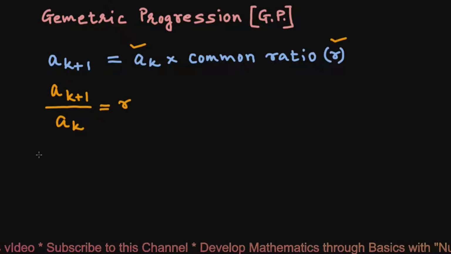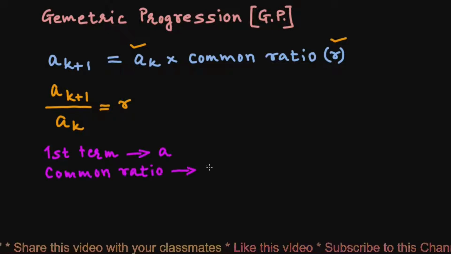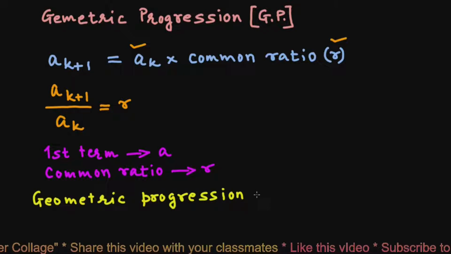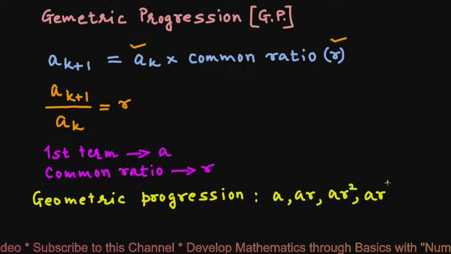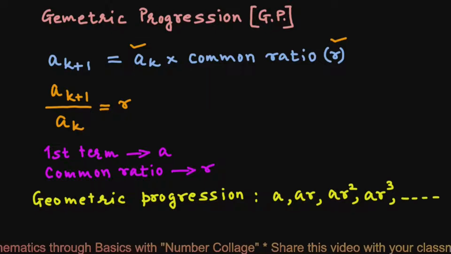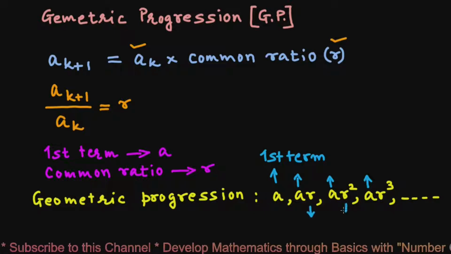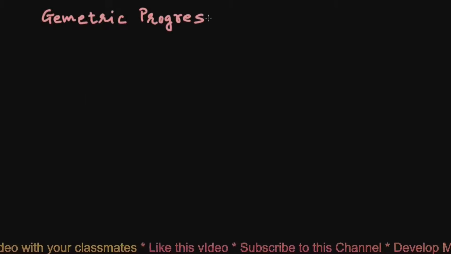Now, by using the first term a and the common ratio r, we can write a geometric progression as a, ar, ar squared, ar cubed, and so on and so forth, where this a is the first term and this r is the common ratio.